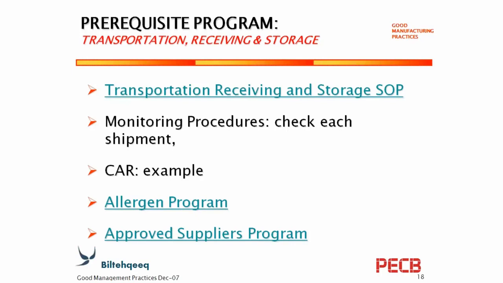So you have to develop a proper SOP for the transportation, receiving, and storage, and you should monitor each shipment, and if there is some deviation, you should take the corrective action, and you should develop a proper supplier program, and you should purchase the material or services from only the approved suppliers.